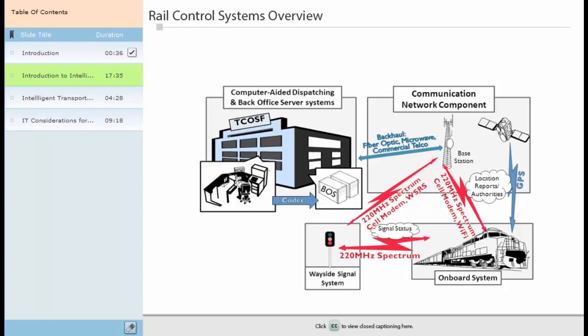Another rail system example is the European Railway Traffic Management System, or ERTMS. ERTMS focuses on rail interoperability between countries by creating standard control systems for all of Europe.